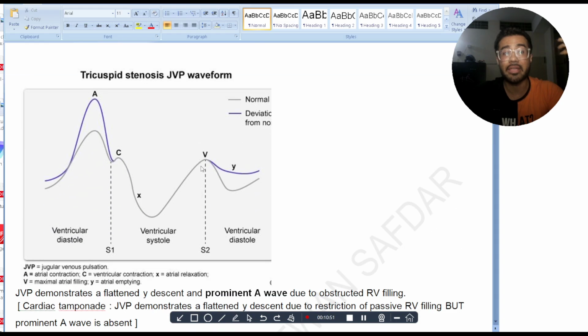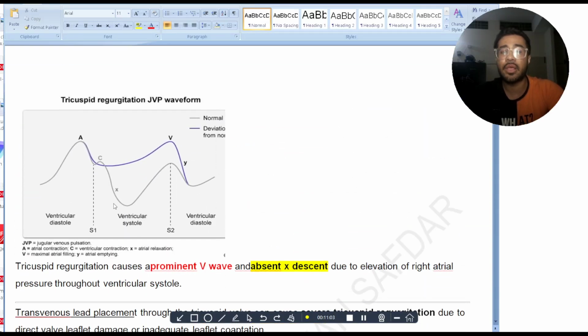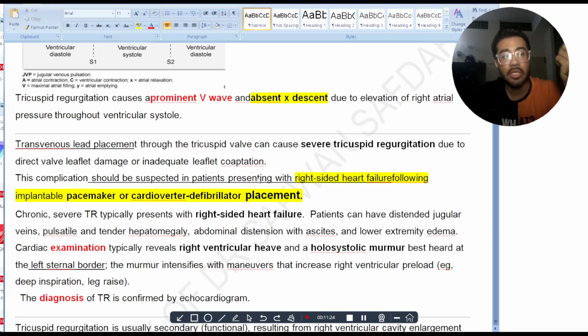But when it comes to tricuspid stenosis, all the parts of the JVP waveform that fall under the part where the atria are contracting, that is the ventricular diastole parts, would go up. So you just need to remember all the parts that fall into the relaxation part of the atria and the contraction part of the atria, and you can make sense of what's happening. Other than that, you do need to memorize it. Flattening of Y descent, very, very prominent A waves: that means it's tricuspid stenosis. Flattening of X descent and very, very prominent V wave denotes tricuspid regurg.